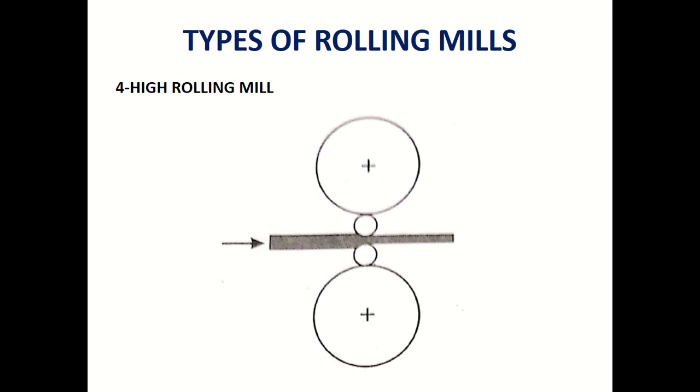How is it reduced? Let's see. You can see that in order to reduce the force required for the rolling operation, the roller diameter has to be reduced.